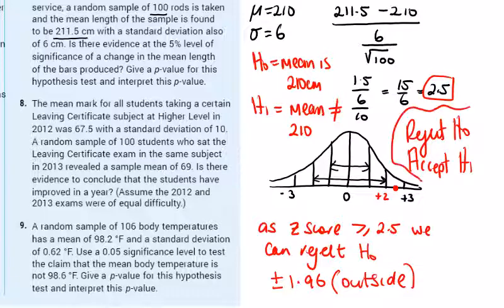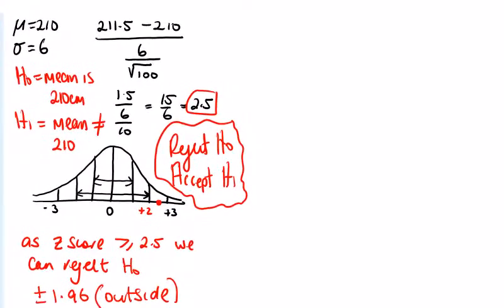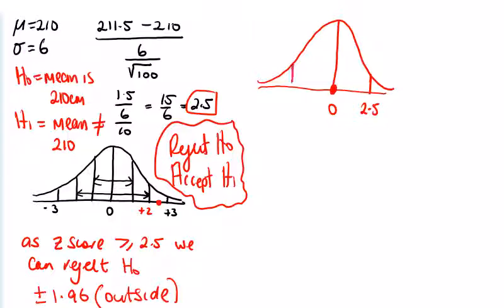Just finish off by saying this. What else did they ask us? Give a p-value for this hypothesis test and interpret this p-value. So let's have a look at the p-value for this score. Our p-value is the sum of the tails. So we have my 0, we have my 2.5, and I have my minus 2.5. We get the value of the tail on the positive side, bring in the tail on the negative side, and we'll see what percentage this plus and minus 2.5 brings in.